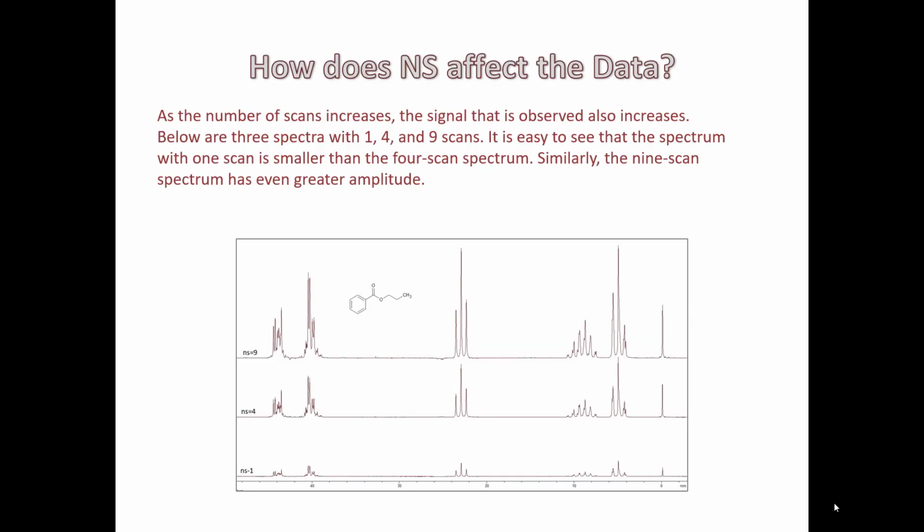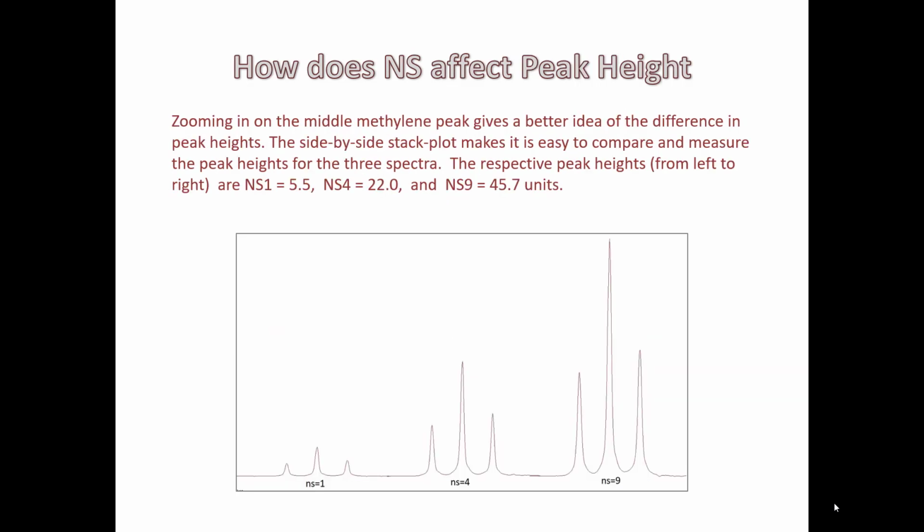So how does the number of scans affect data? Well, as the number of scans increases, we obviously get an increase in the observed signal. In the spectra here, we see 3 spectra with 1, 4, and 9 scans. And it's easy to see that the spectrum with 4 scans has greater intensity than the single scan spectrum, but less than the 9 scan spectrum.